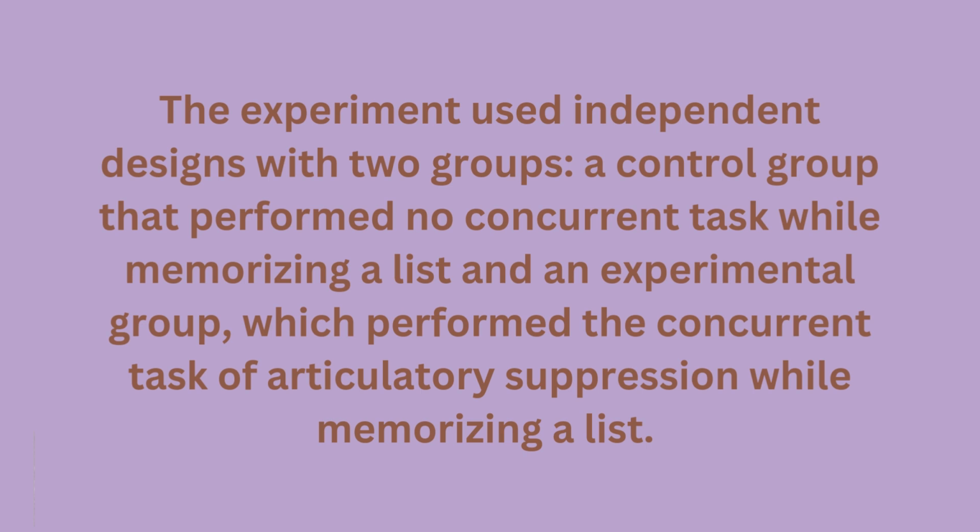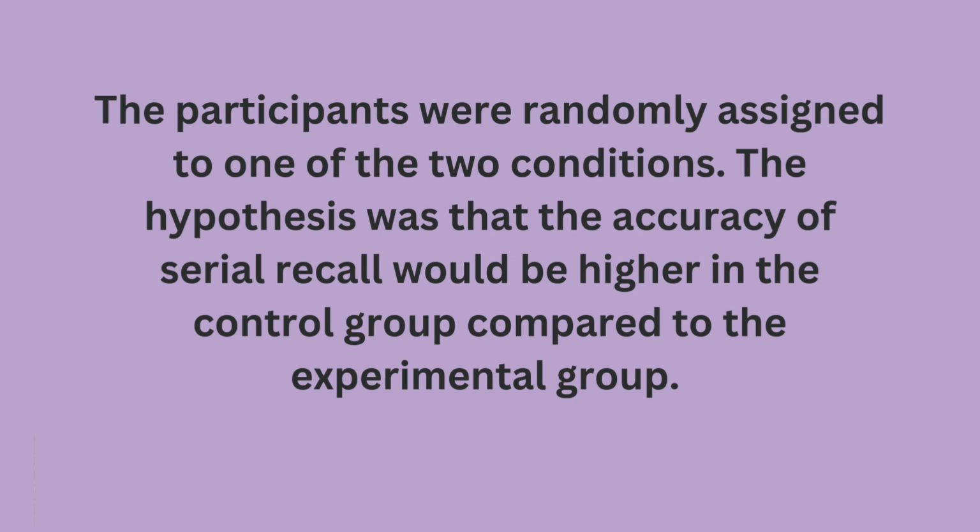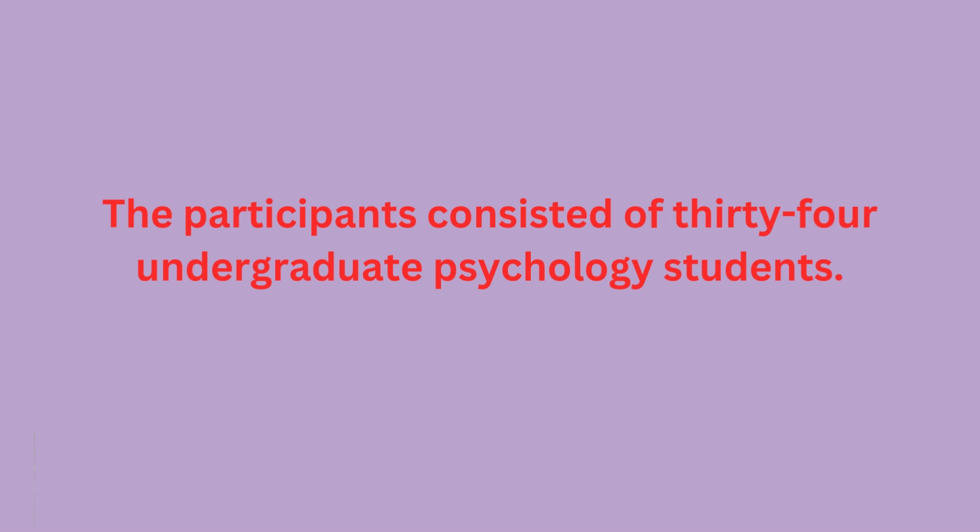Okay, so the experiment used an independent design with two groups: a control group that performed no concurrent task while memorizing a list, and an experimental group which performed the concurrent task of articulatory suppression while memorizing a list. The participants were randomly assigned to one of the two conditions. The hypothesis was that the accuracy of serial recall would be higher in the control group compared to the experimental group. The participants consisted of 34 undergraduate psychology students.